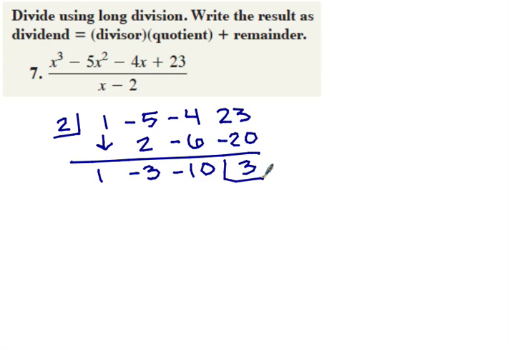And so here, you'll be able to identify the exact same thing we just had. So you've got your dividend, the top, which is the x cubed minus 5x squared minus 4x plus 23.